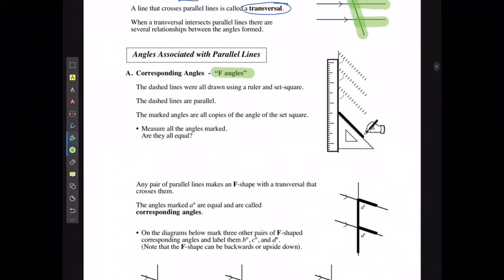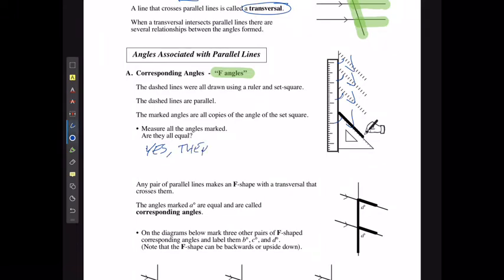The dashed lines were all drawn using a ruler and a set square. The dashed lines are parallel, which means that this, and this are all going to be parallel lines. Or we could put those arrows to indicate that they're all parallel. The marked angles are copies of the angle in the set square. If I measure all the angles marked, are they equal? Which means is this angle the same as this one, the same as this one, the same as this one? And the answer is yes. They are all 45 degrees.